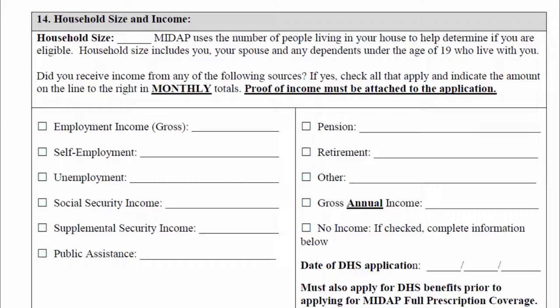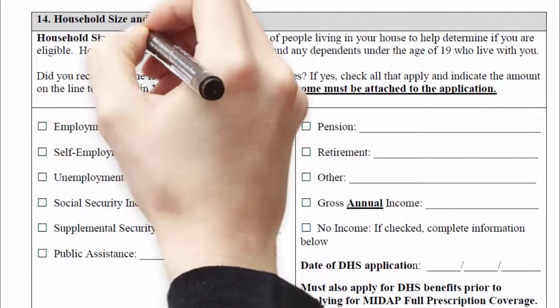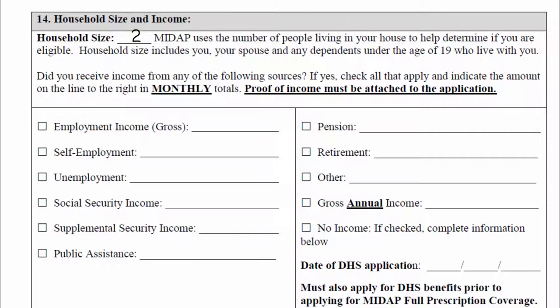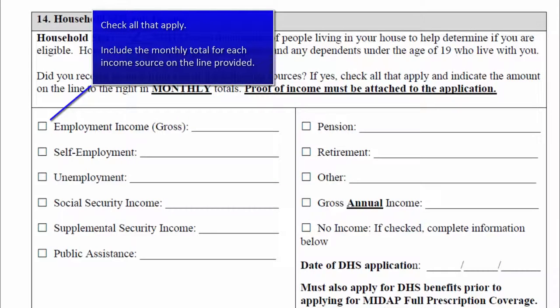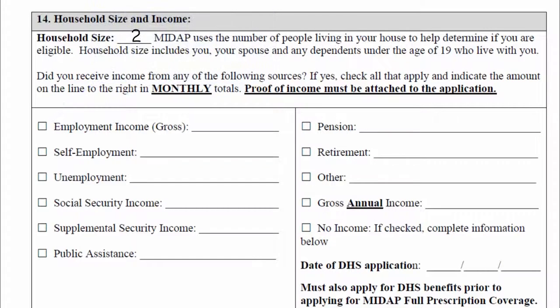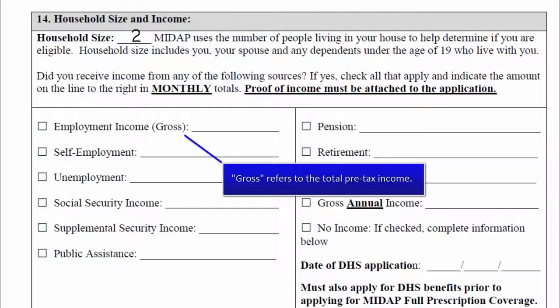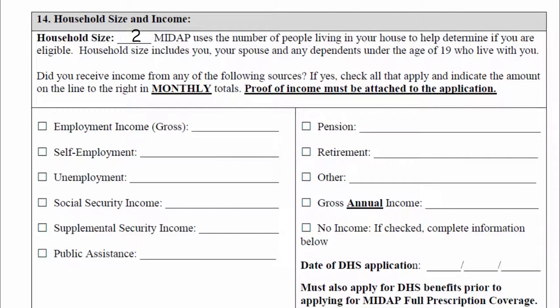This number should include only you and anyone you claim on your federal taxes. The next section asks you to identify all sources of income. Check the box for all sources of income that you have. On the line after the income source, list the total gross monthly income for that source. Gross income means the amount of money you earn before taxes or other deductions. This is also called the pre-tax amount.